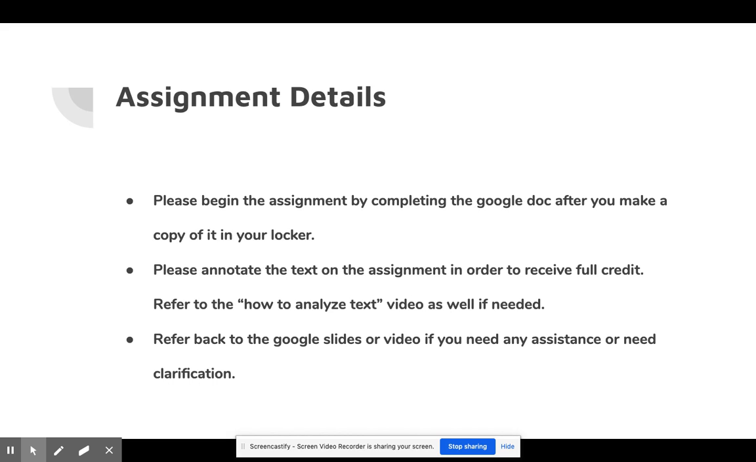So for the assignment details, please begin the assignment by completing the Google Doc, as you guys have before in past units and lessons, after you make a copy of it in your locker. Please annotate the text on the assignment in order to receive full credit. That's huge. And then refer to the how to analyze text video as well if it is needed. Refer back to the Google Slides or this video if you need any assistance or clarification.